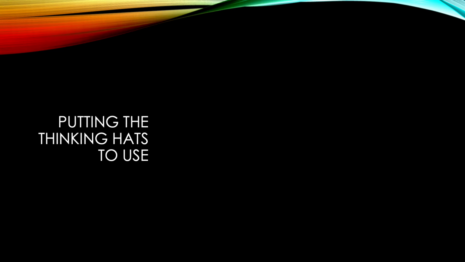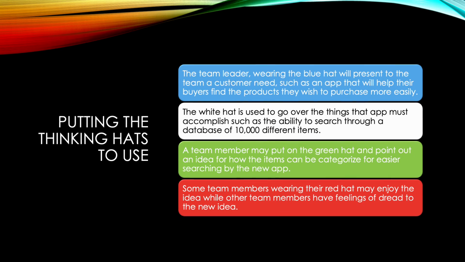Now, let's look at a problem and see how we can use those thinking hats. So, starting off, the team leader wearing the blue hat might point out that a customer wants an app that will help their buyers to find products they wish to purchase more easily. Now, putting on the white hat, team members realize that the customer has about 10,000 different items in their database. And this app has to be able to search for all of them. And these are just the facts. You can't change them.